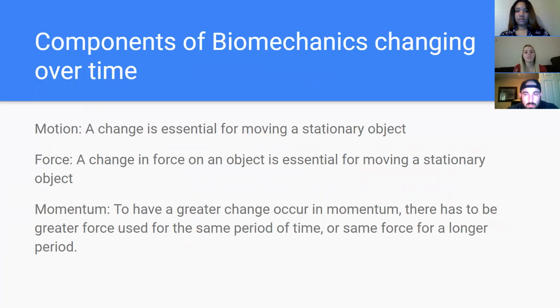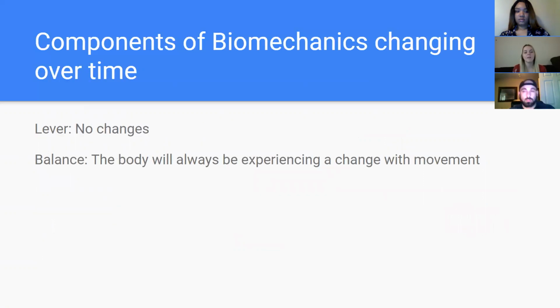Components of biomechanics changing over time. Motion is a change and essential for moving a stationary object. Force could be a change in the force on an object, which is essential for moving a stationary object. For momentum, you have to have a greater change to occur in momentum. There has to be greater force used for the same period of time or same force for a longer period. And then with a lever, there's no changes. And for balance, the body will always be experiencing a change with movement.